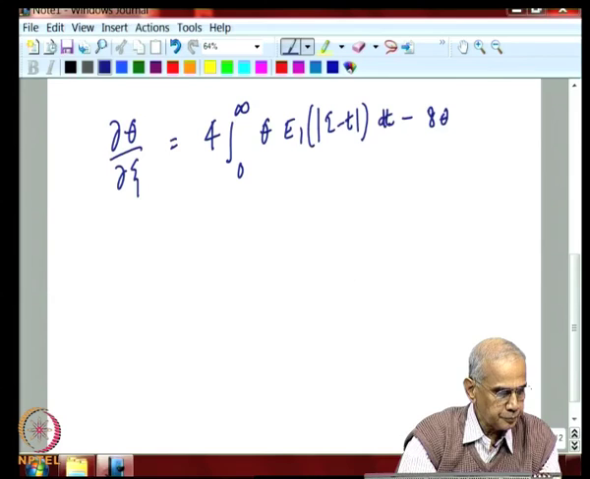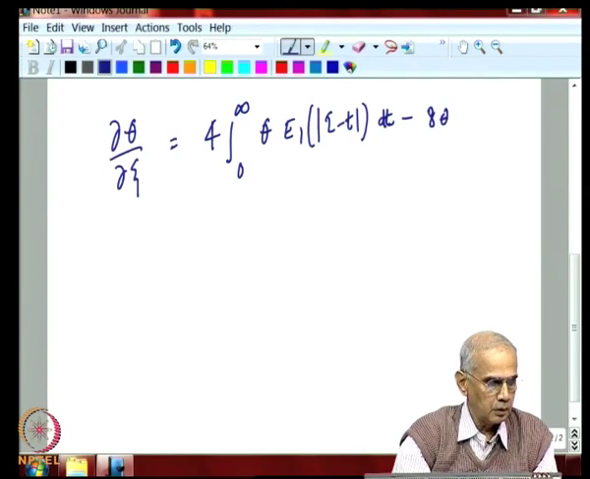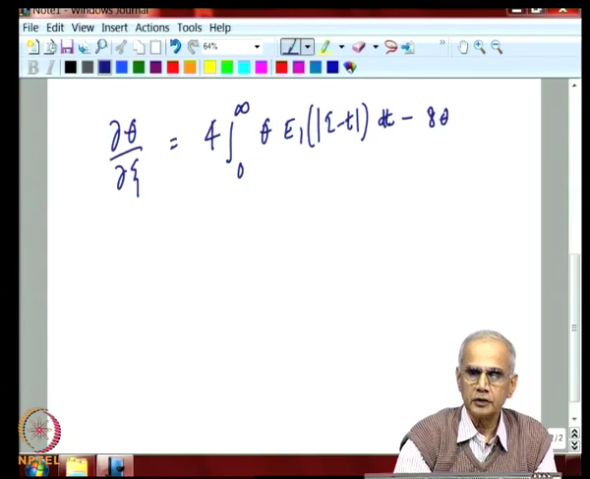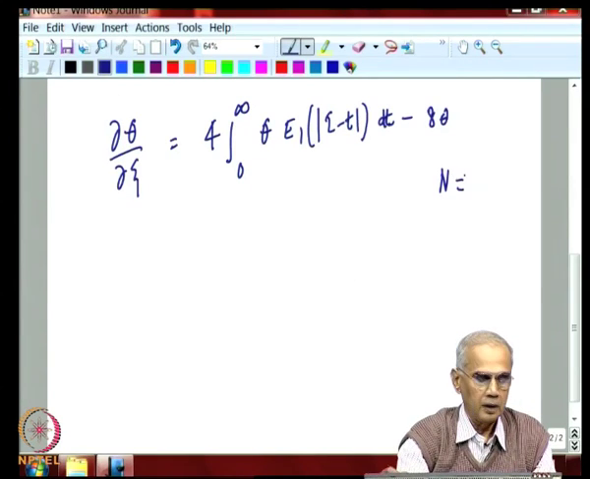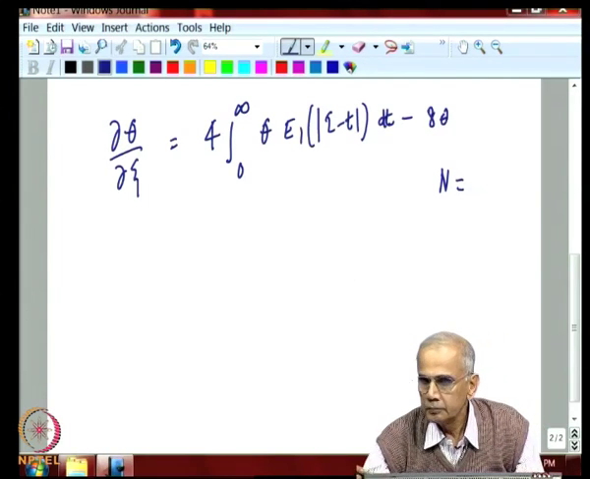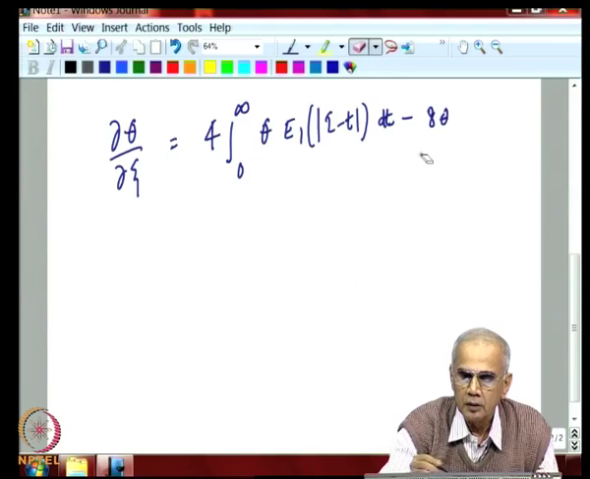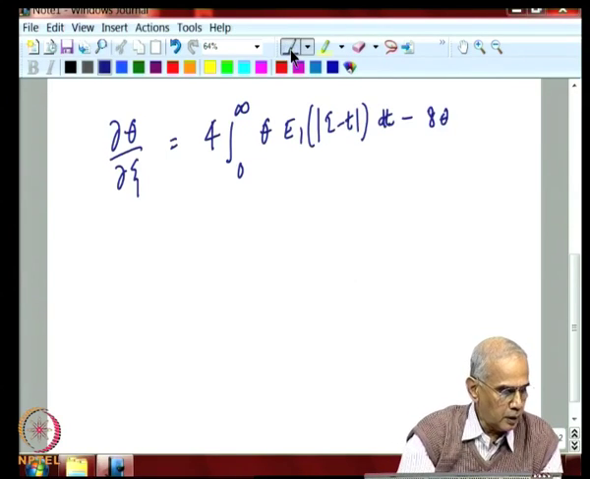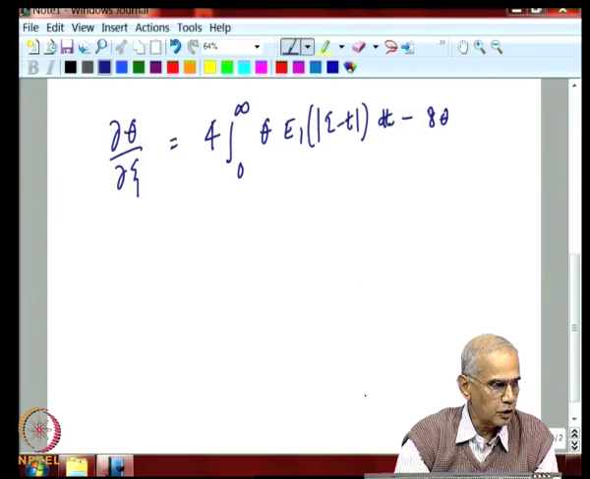And if you look at the expression, you will find that the important parameter that comes into play here is the relative role played by radiation versus convection, and we will now solve the equation.